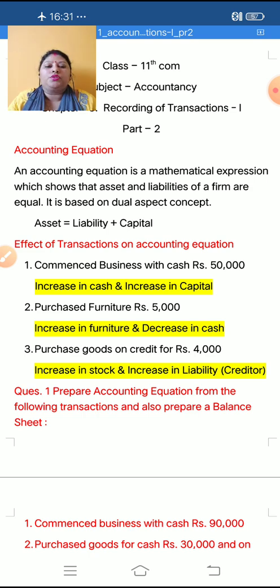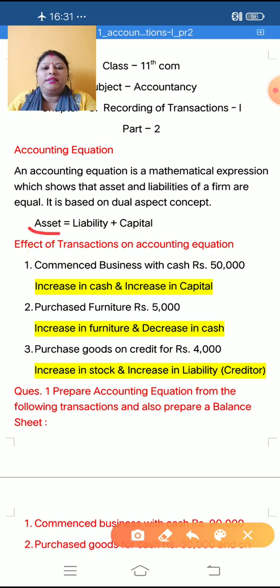The accounting equation is a mathematical expression which shows that assets are equal to liabilities plus capital. It is based on the dual aspect concept. I already told you about all the concepts, and one of them is dual aspect, double entry. Now, asset is equal to liability plus capital.